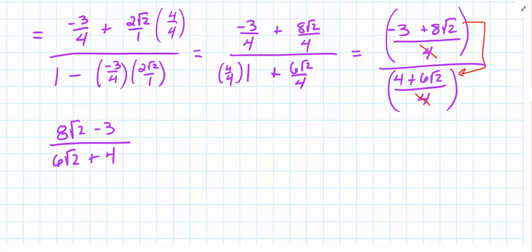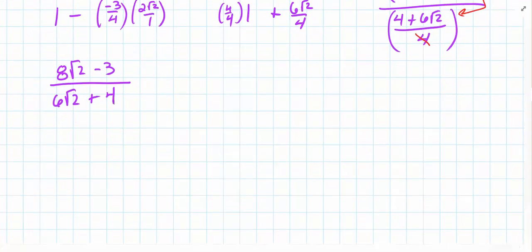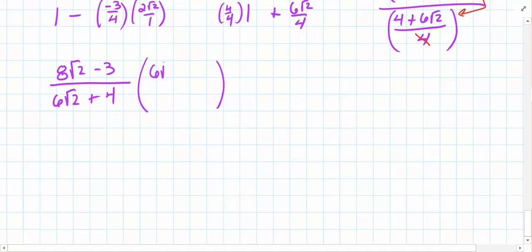Okay, now what do I do? This is the hardest part. I can't leave it like that. I have to do something. I have to rationalize the denominator. Yeah, what's that called? It's called the conjugate. Very good. We are going to multiply by the conjugate, right? And the conjugate is 6√2 minus 4 over 6√2 minus 4.